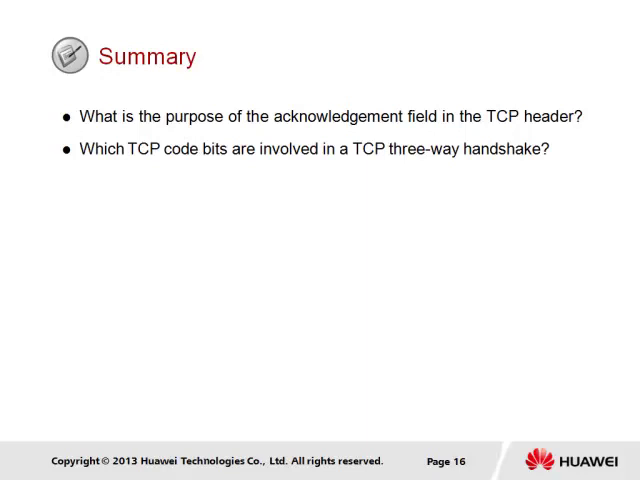Finally then, we ask, which TCP code bits are involved in the TCP three-way handshake? Well, the three-way handshake uses the SYN and ACK code bits to establish the connection between a specific application or service of both the sender and receiver, following which IP packets can then be forwarded between the end stations to support the application-to-application transport of data.